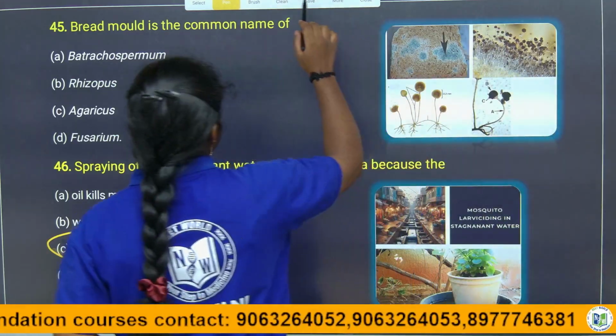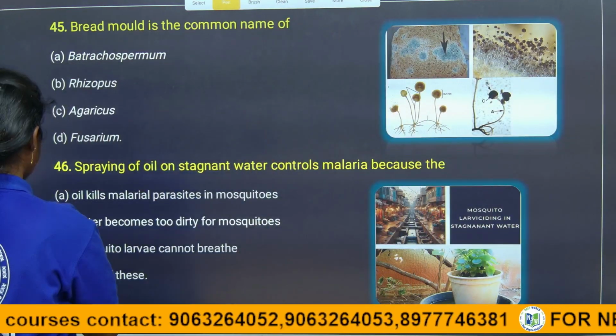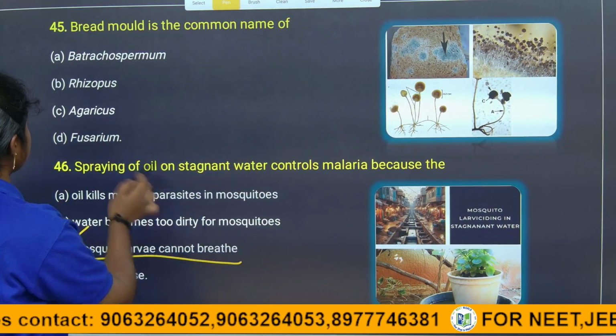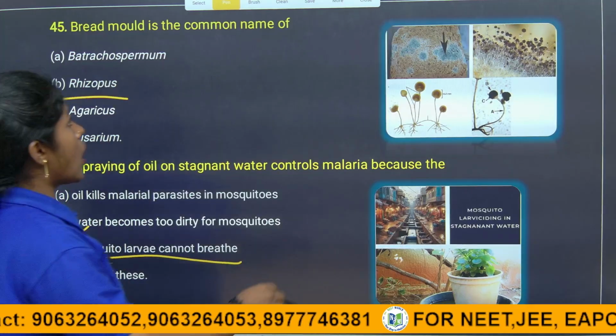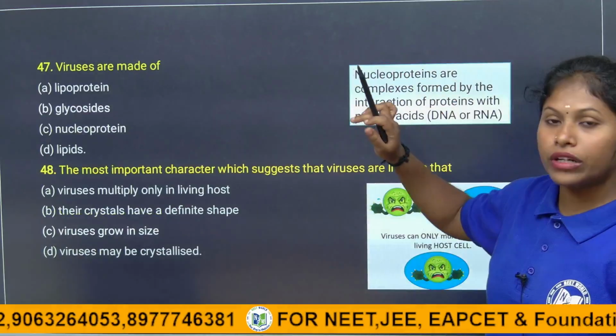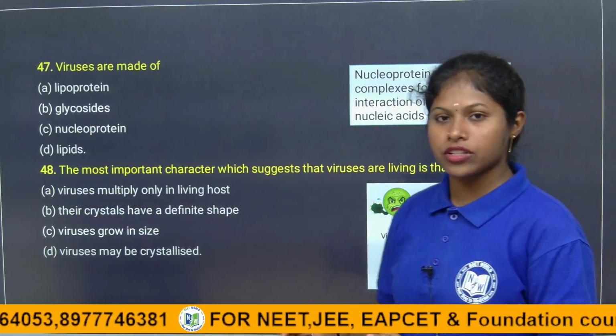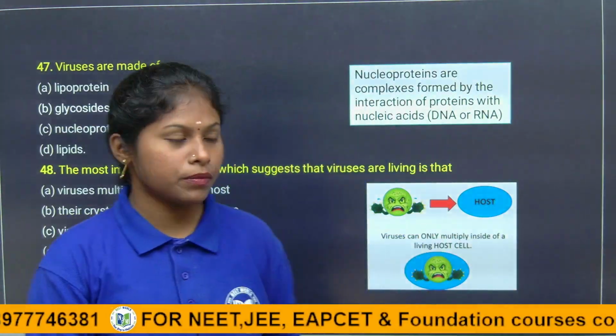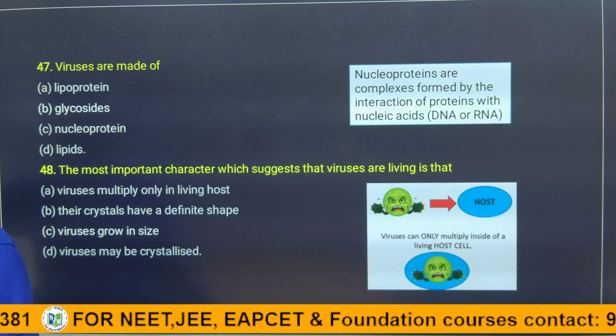So this is the answer, children. The answer is C. C is the right answer for it. So if you see any stagnant water in your houses, don't leave it like that, children. Just pour it down.